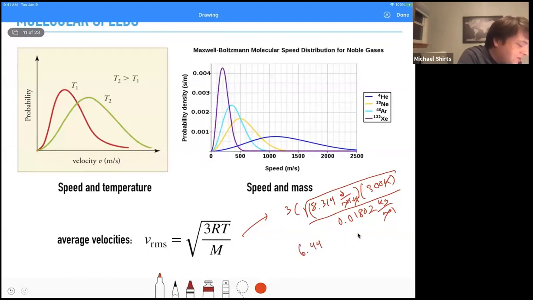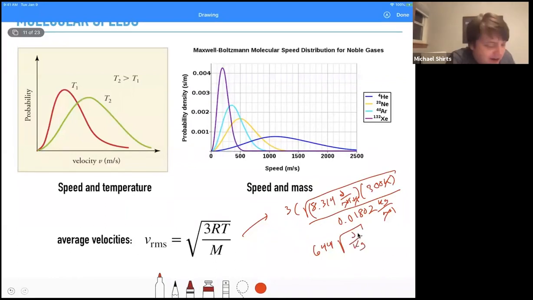And so kelvins cancel, moles cancel, and what we get is 644 joules per kilogram. But what is a joule per kilogram? Actually, sorry, I jumped the gun on that. We get 644. That already has the square root taken. The square root of joules per kilogram.